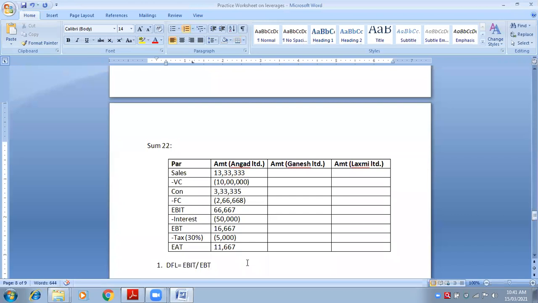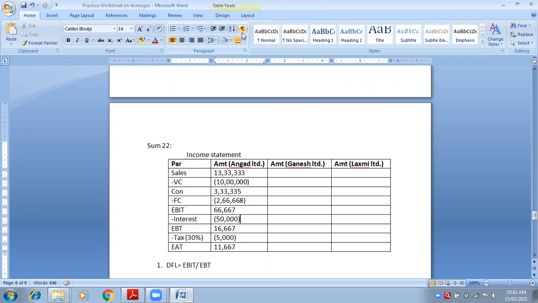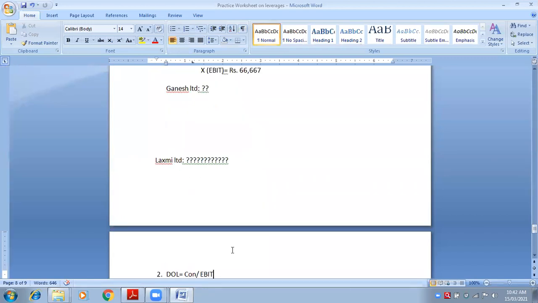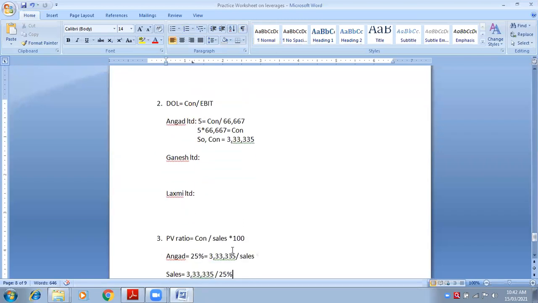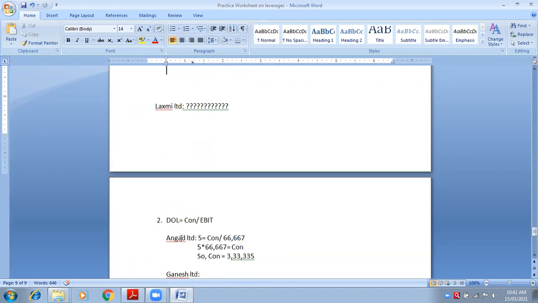Now I'm giving you 10 minutes to solve for Ganesh and Lakshmi Limited. We are done with the Angad Limited income statement. So you need to write here this income statement for Ganesh and Lakshmi Limited. First, you have to apply the DFL formula. You have already left lines for that, enough lines for Ganesh and Lakshmi Limited. Do it together, Ganesh and then Lakshmi. And DOL, again Ganesh and Lakshmi. For PV ratio, again Ganesh and Lakshmi. Do it yourself and let me know the answers. Complete the income statement. I will ask you the answers.